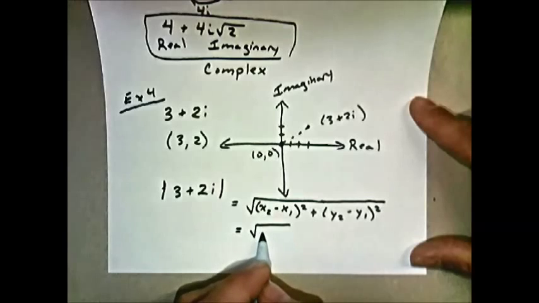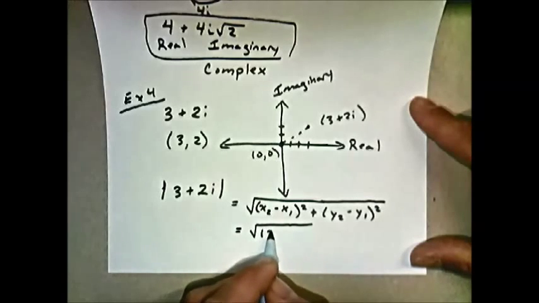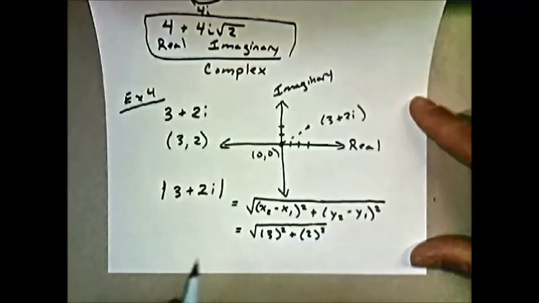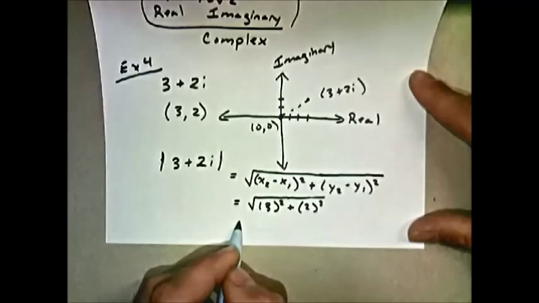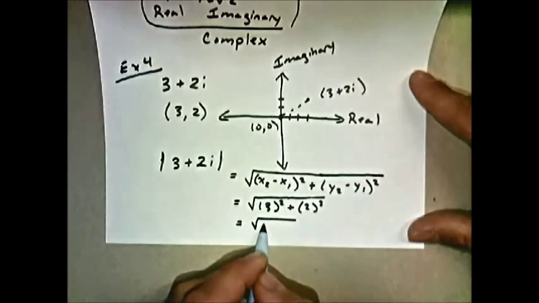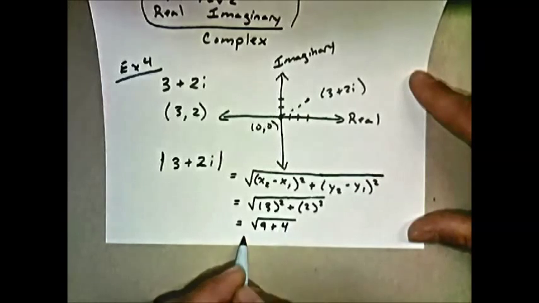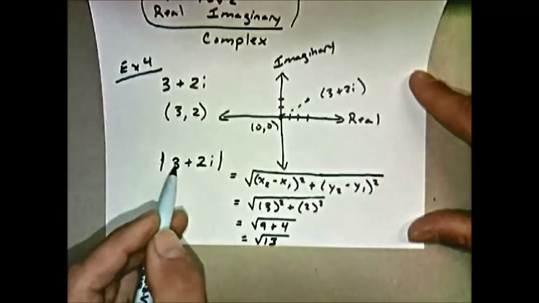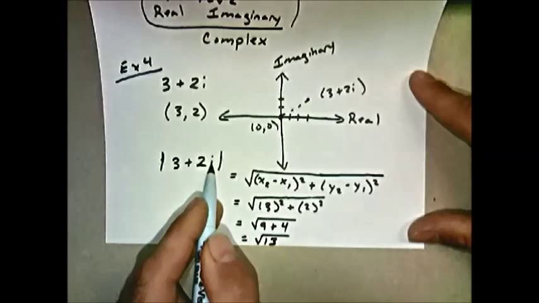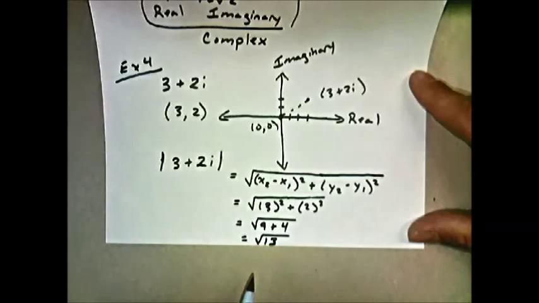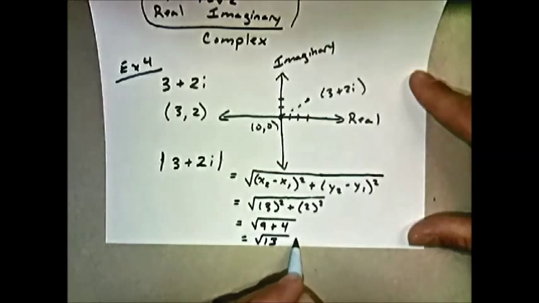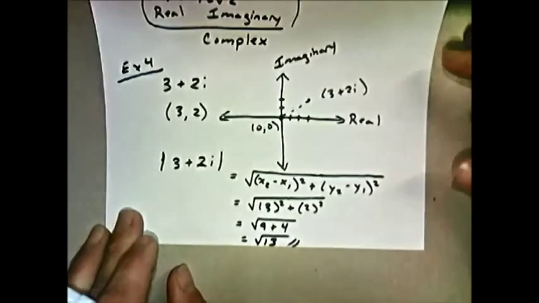So here we have the square root of 3 squared plus 2 squared. Simplifying that, we have the square root of 9 plus 4, which is the square root of 13. So the absolute value of 3 plus 2i is radical 13. If we could simplify this, we would go ahead and simplify it. Otherwise, we leave it as radical 13.